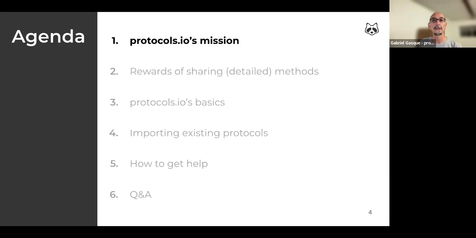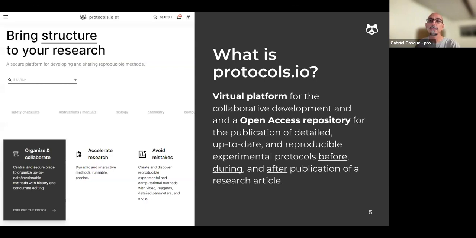But let's begin with what Protocols.io is. Protocols.io is a virtual platform for the collaborative development, sharing, and publication of detailed, up-to-date, and reproducible experimental protocols before, during, and after publication of a research article. Protocols.io was created by researchers for researchers.